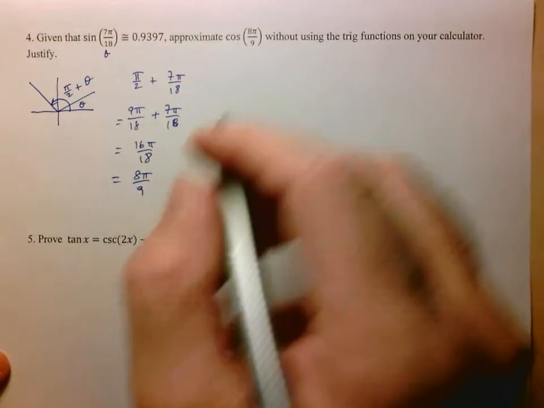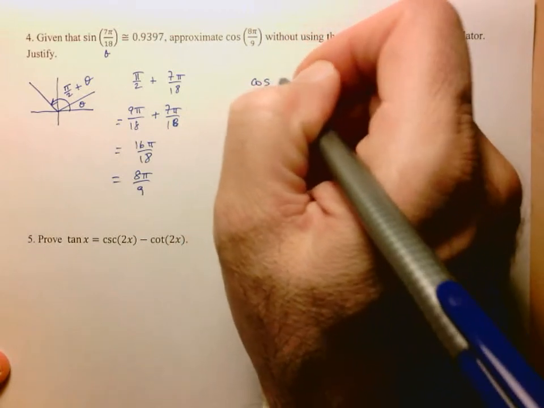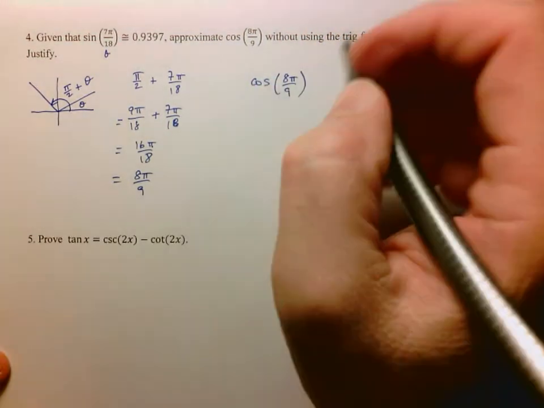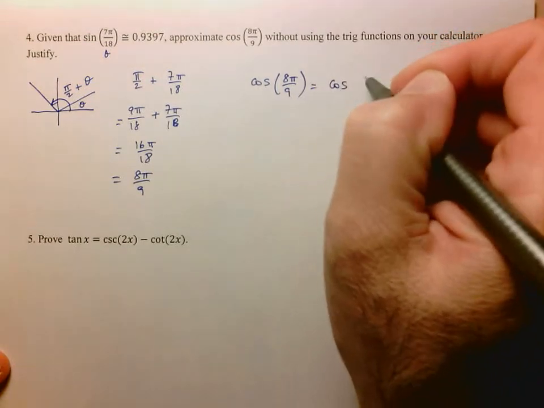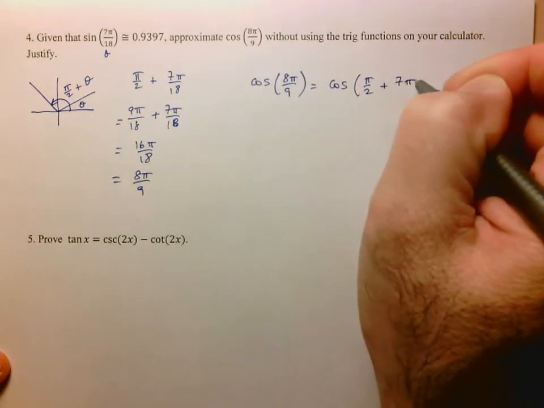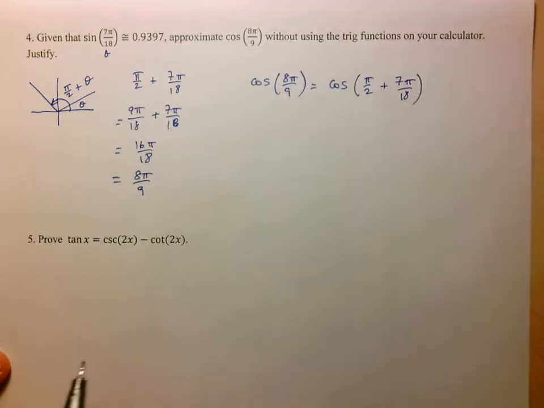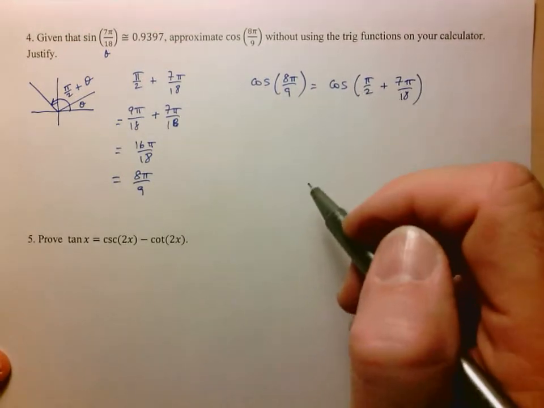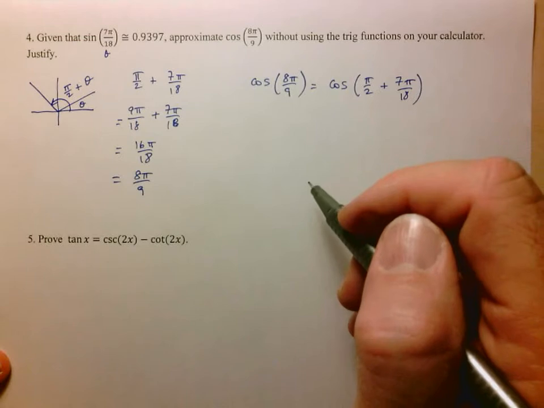Okay, so that means we have that cos of 8 pi over 9, that thing that we're looking for, can be written as cosine of pi over 2 plus 7 pi over 18. Okay, and this now allows me to use my correlated identities.